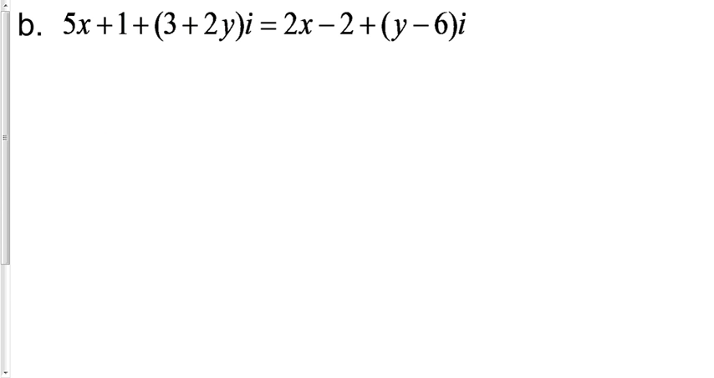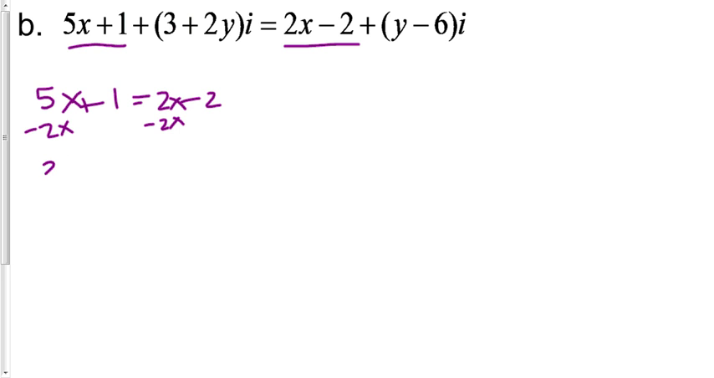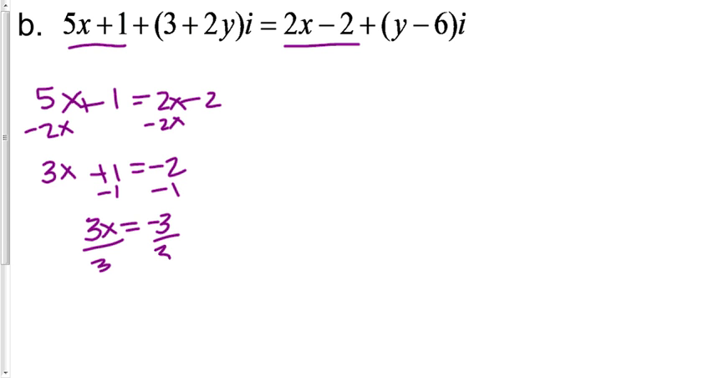I'm going to use purple this time for the real part. So the real part would be 5x plus 1 on the left and 2x minus 2 on the right. Let's set those equal to each other and figure out what x is. So 5x plus 1 has to equal 2x minus 2. Now all we have to do is get the x's together, so I'm going to subtract 2x on each side. 5 minus 2 gives me 3x plus 1 equals negative 2. I'm going to subtract 1 on each side to get 3x equals negative 3. And then divide both sides by 3. x must be negative 1.